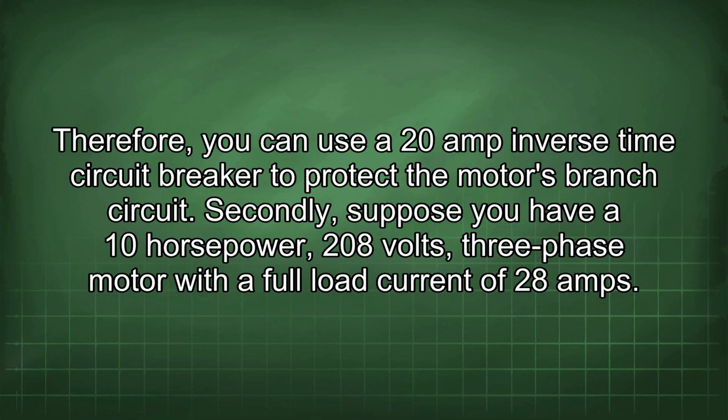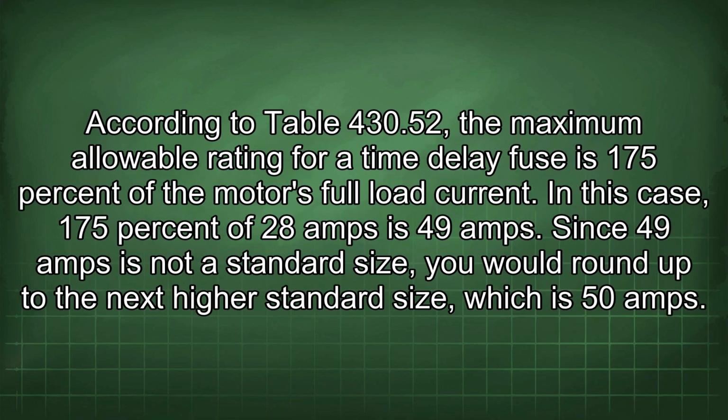Secondly, suppose you have a 10 horsepower, 208 volts, 3-phase motor with a full load current of 28 amps. According to Table 430.52, the maximum allowable rating for a time delay fuse is 175% of the motor's full load current. In this case, 175% of 28 amps is 49 amps.